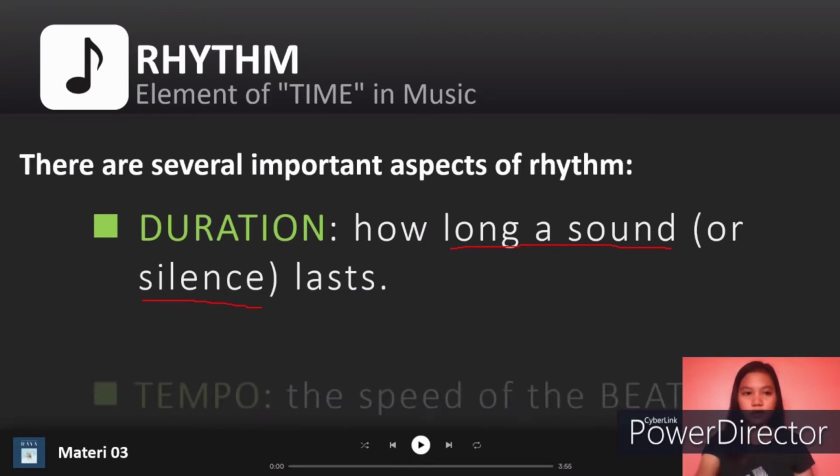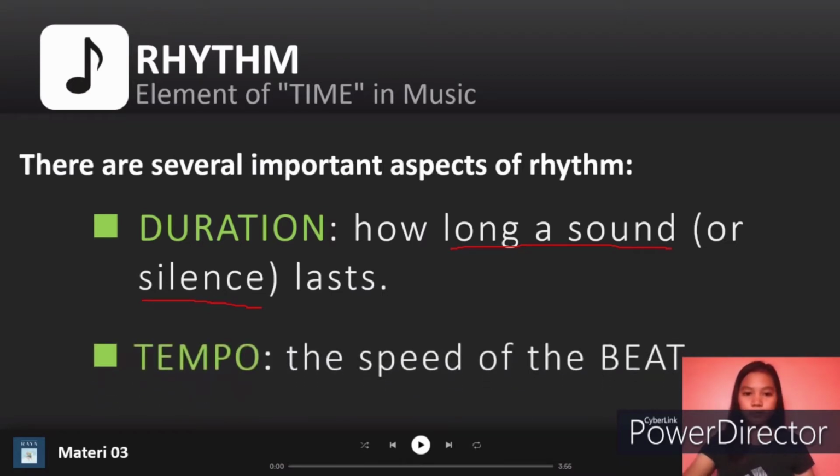Next, we have here the tempo. The tempo is the speed at which a passage of music is or should be played. Or this is also the rate of speed of motion or activity.